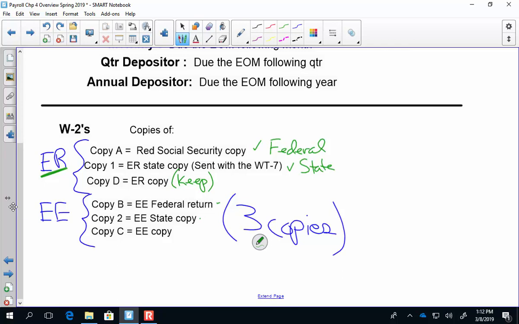Now, these are old rules. In many cases, you'll get one page with multiple copies on it, but that's how it basically works.